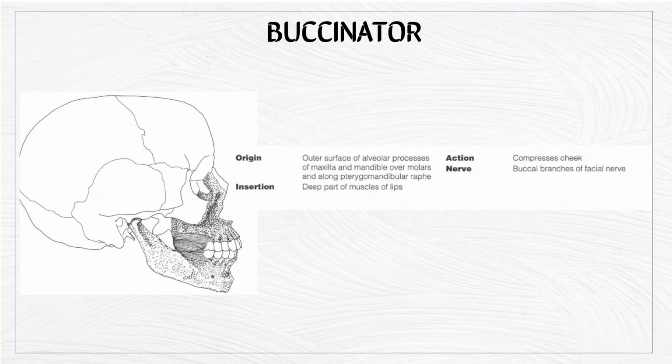Then the important muscle buccinator. It originates from the outer surface of alveolar process of maxilla and mandible over the molar area here. Over the molar area, it originates on the outer surface and along the pterygomandibular raphe and gets inserted into the deep part of muscle of the lips. So the action is it compresses the cheek, and this is called the whistling muscle, and it is supplied by the buccal branch of facial nerve.